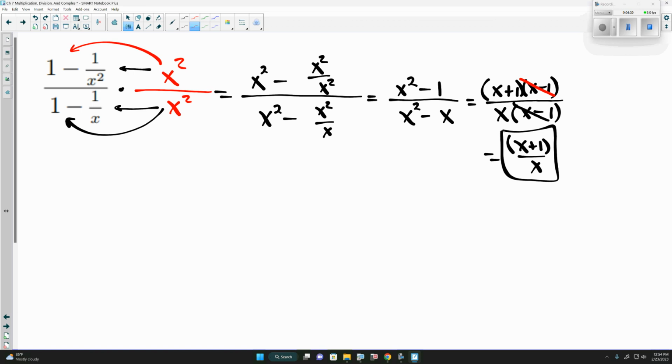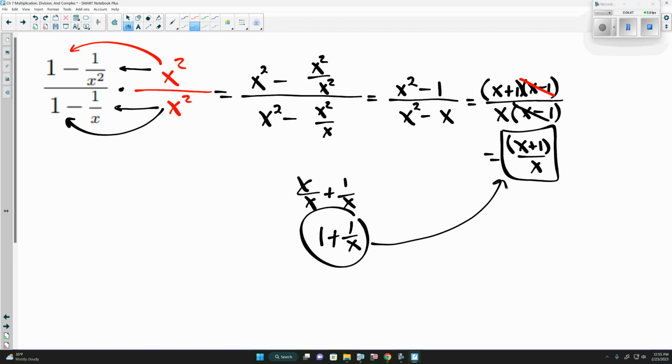Now, there are methods for us to split it up and simplify it further. That's really doing addition backwards, giving us x over x plus 1 over x, which would simplify to 1 plus 1 over x. But is this any simpler than that? No. And we're not working on partial fraction decomposition, so we're not going to do that. Questions on any of this here?